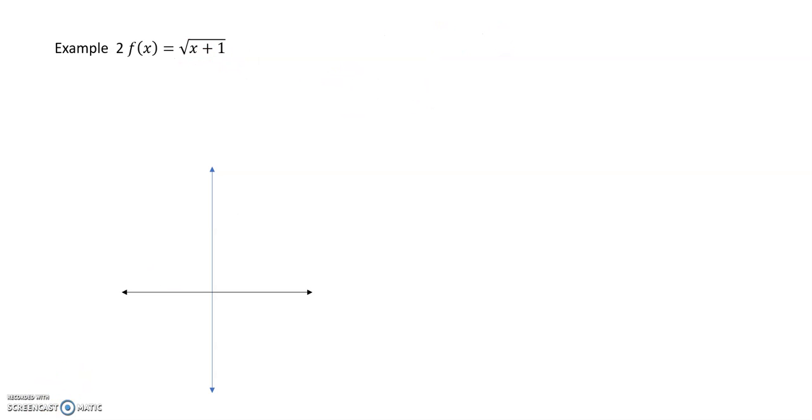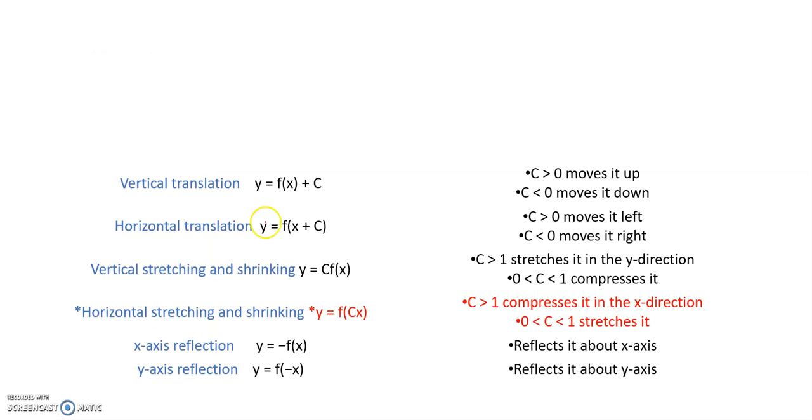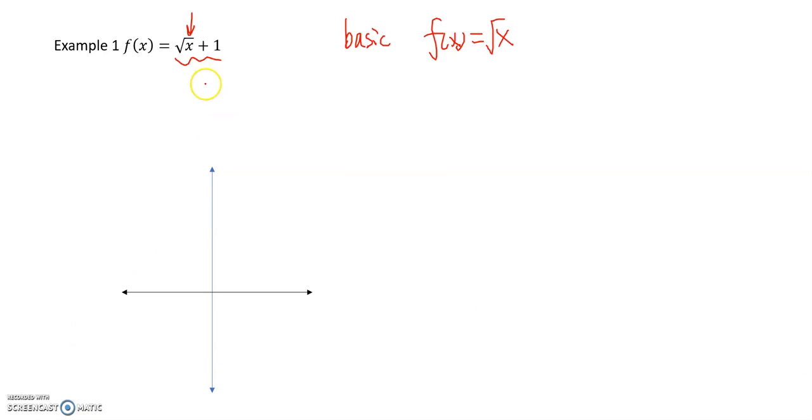So notice that from the summary, we know that whenever we add one number to the function, the number could be positive or negative. If it's positive, we move the graph up. If it's negative, we move the graph down. So we go back to the example.